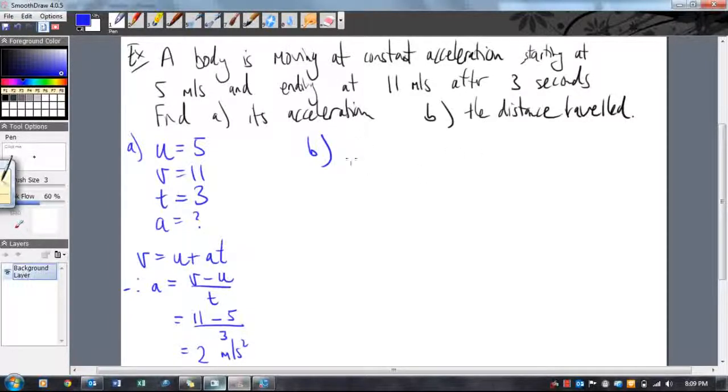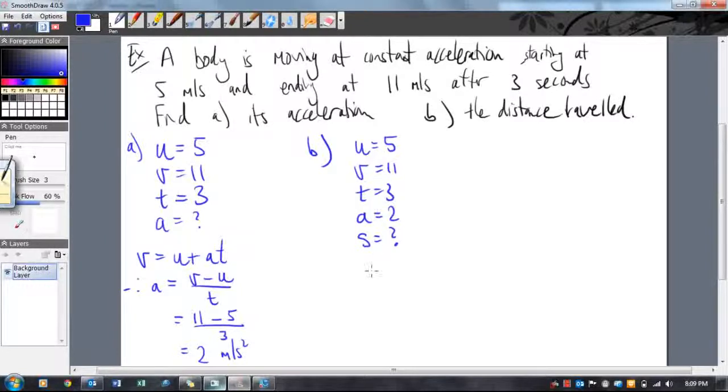Distance travelled. We've got the same situation, but let's write it all down again just in case. Initial velocity was 5, final velocity is 11, time is equal to 3, and we now know our acceleration is equal to 2. What we want to find is the distance travelled in that time since it started, its displacement. Now we can use any of the formulas because all we need is four pieces of information, and we've actually got five, so it's happy days.